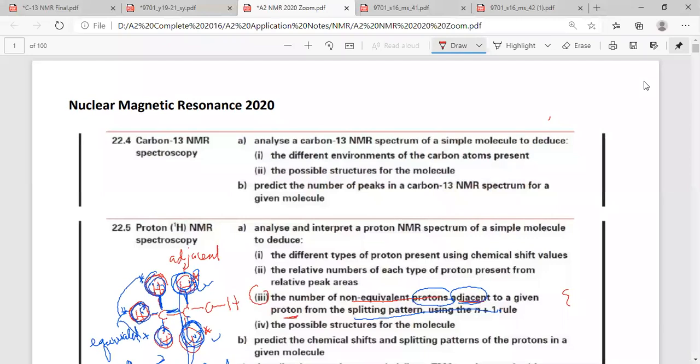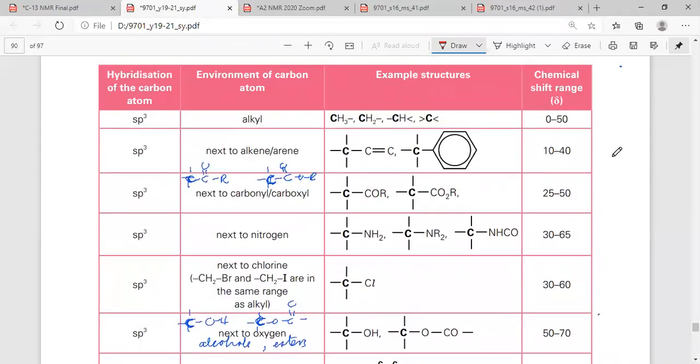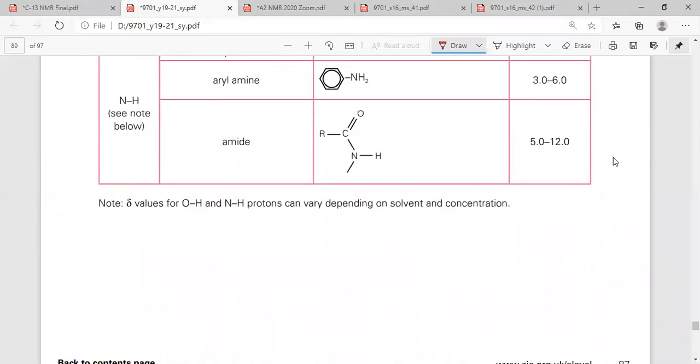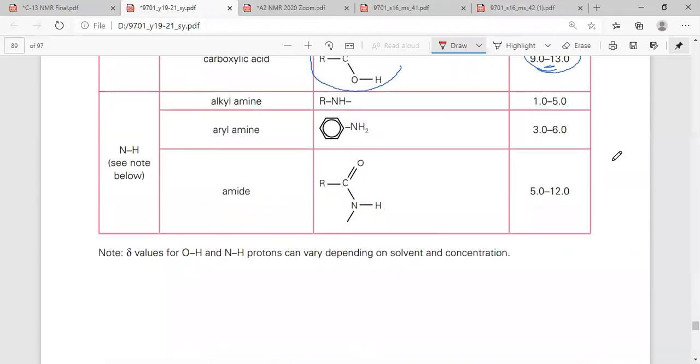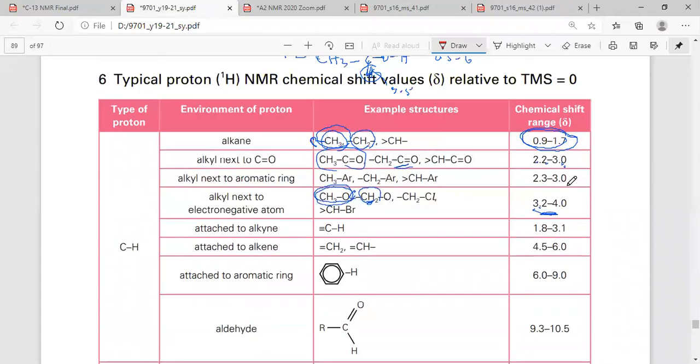Okay, we're going to do carbon-13 NMR. It's very similar to hydrogen, but it has got a different scale. As you can see from the data booklet, the chemical shift is bigger, 0 to 50 as compared to your hydrogen, which doesn't go past 12 or 13. So it's a different scale. The TMS is a different scale.